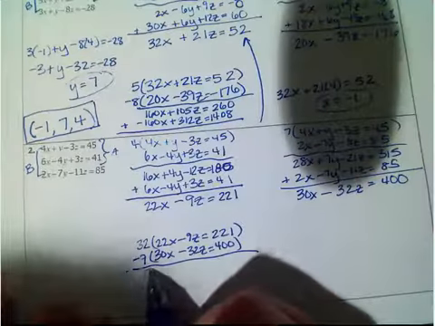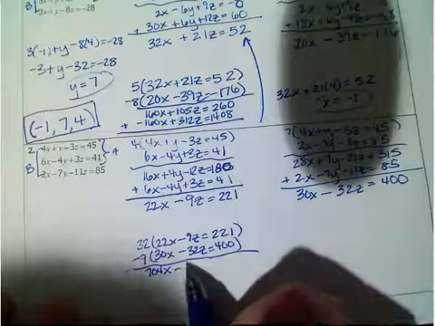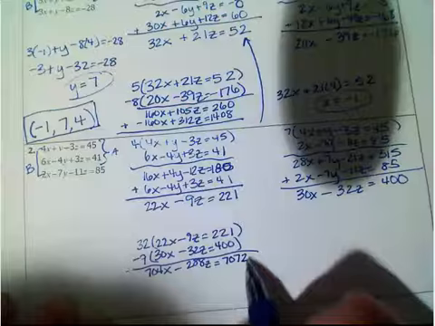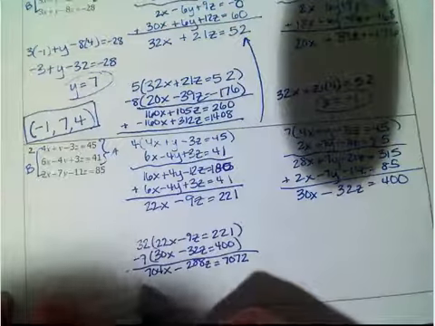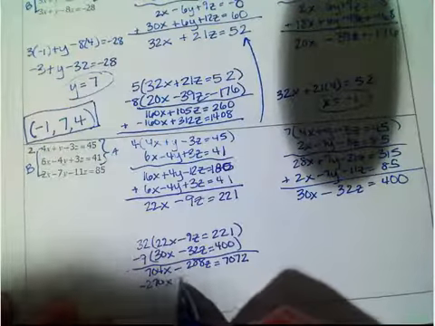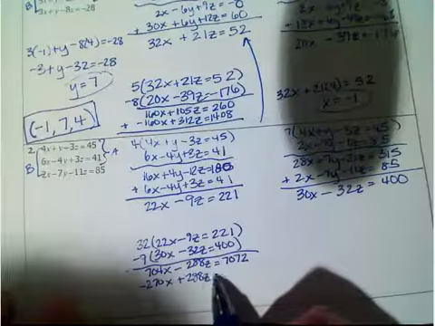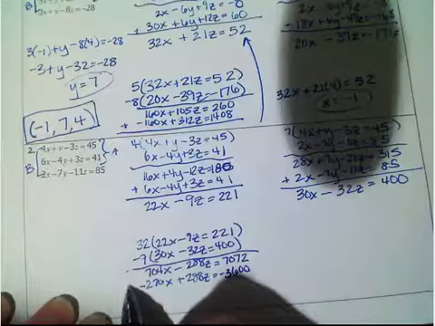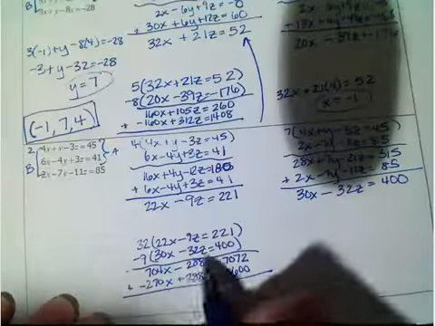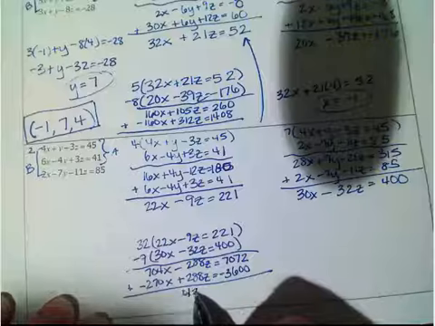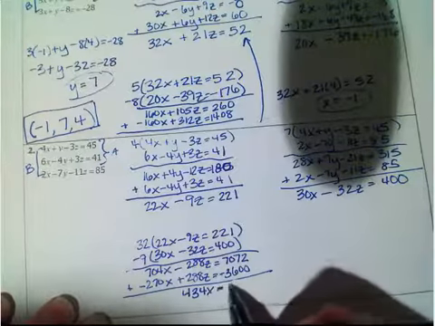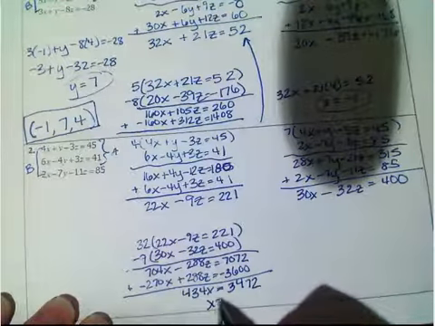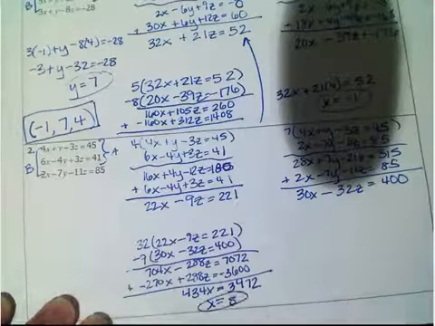So then I will get 704x minus 288z equals 7,072. And then my second equation will get negative 270x plus 288z equals negative 3,600. I add these two together. My z's will drop out, leaving me with 434x equal to 3,472. I divide by 434, and I will get x equal to 8.